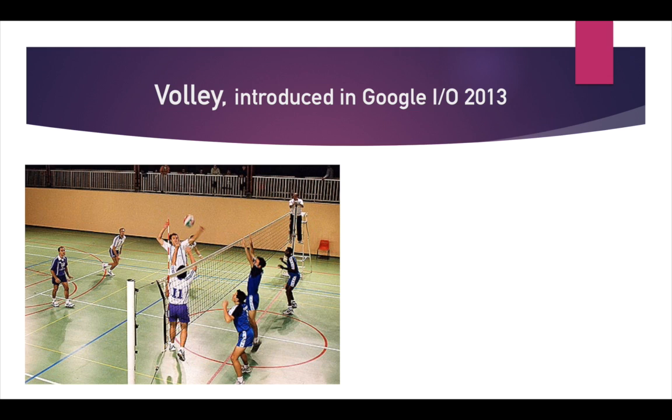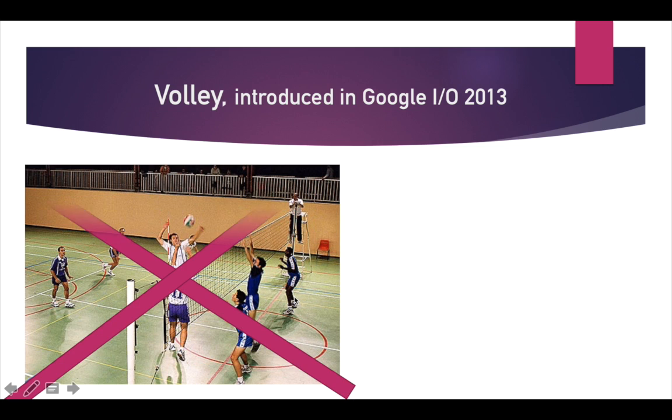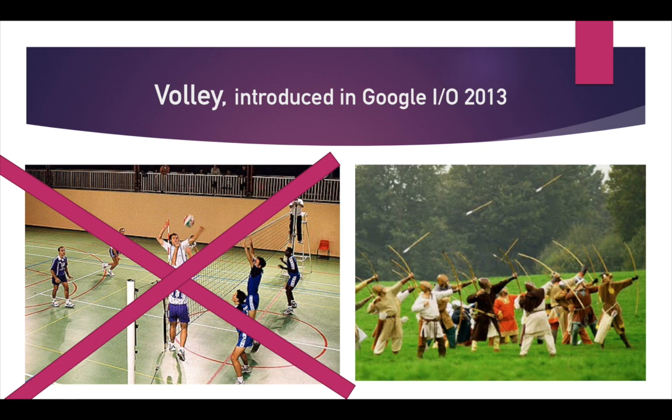People confuse the Volley library with something like a bouncing ball, like a volleyball, but it's not. It's not a volleyball. Volley means something different in English. It's something like you shoot arrows in the air at the same time. And you are not shooting one arrow. You have many people shooting arrows at the same time. This is what volleys look like. Okay?